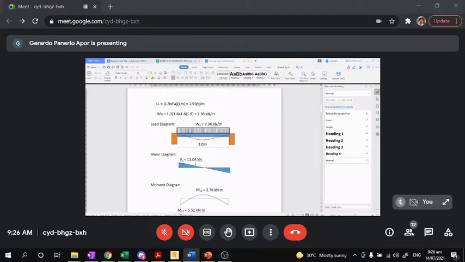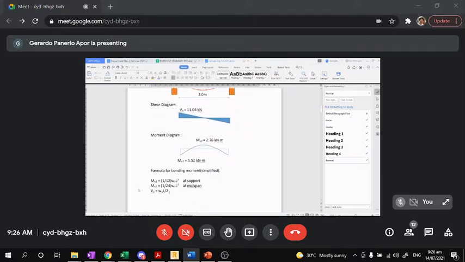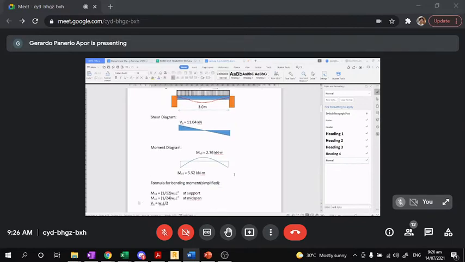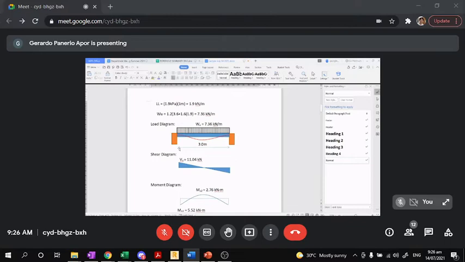So, I just use 7.36 times 3 divided by 2. That's why you have shear here of 11.04. Then it will go down, so negative 11.04. As for the moment, it is equal to one half of the area of this, 11.04 times 1.5 divided by 2. You start with negative because you have a negative curve like this.